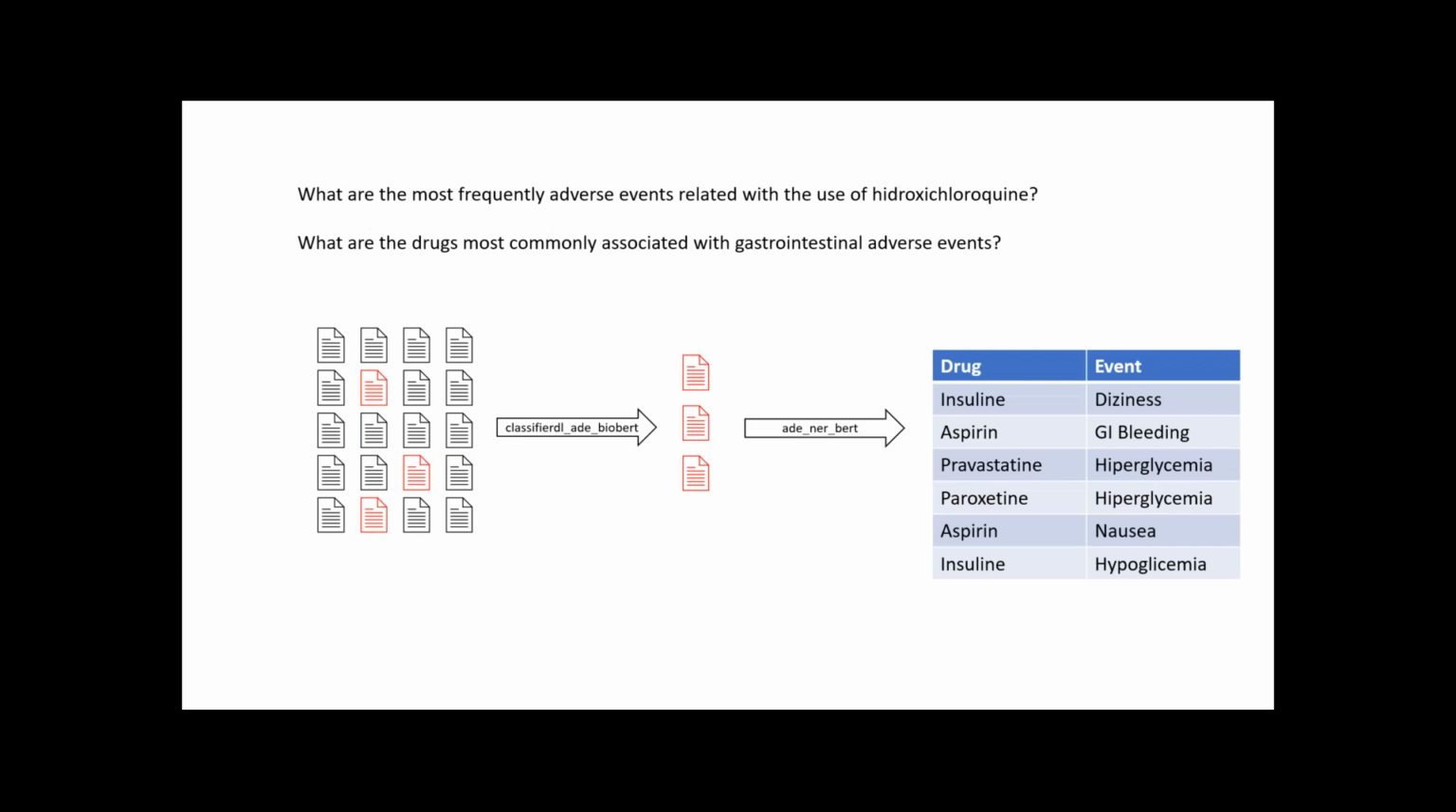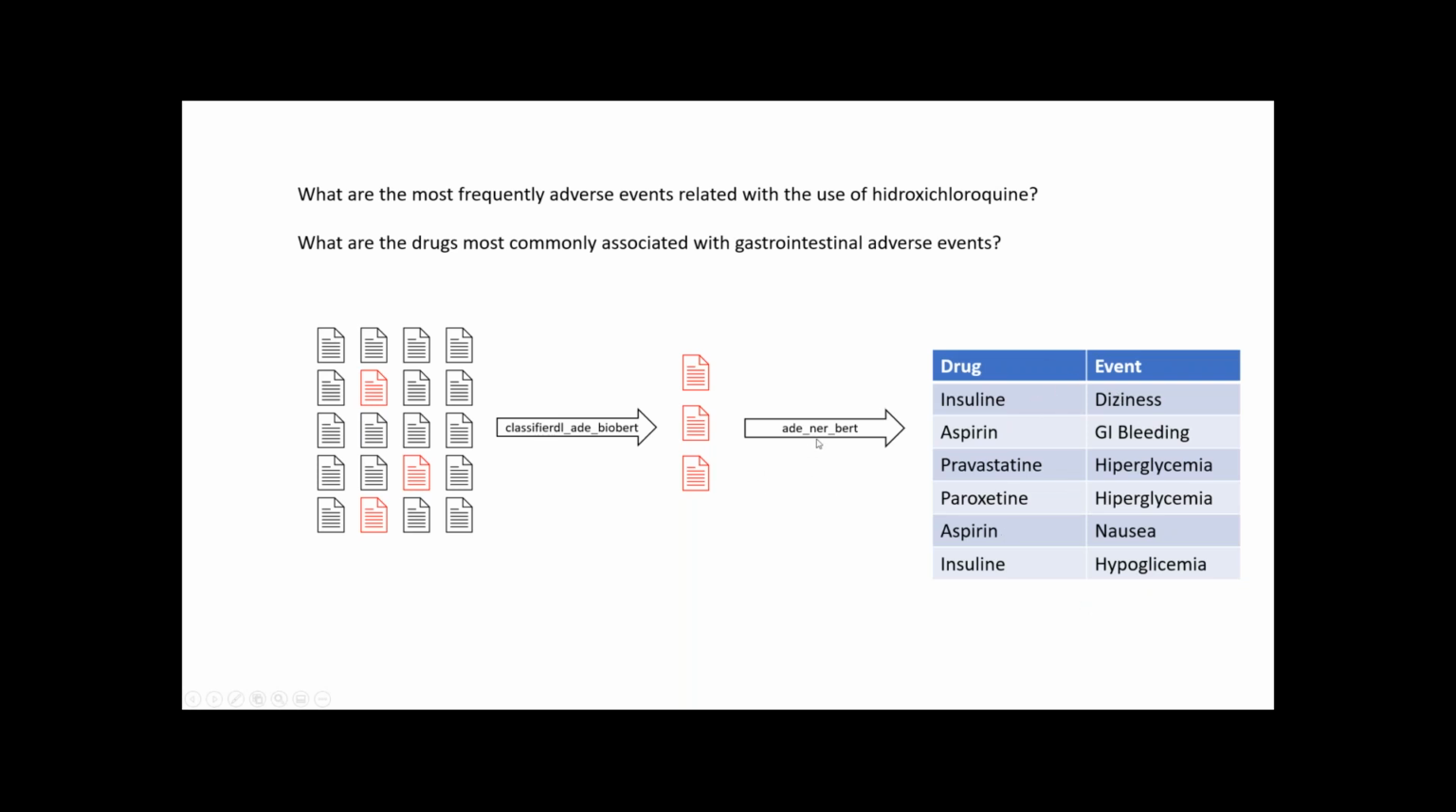But usually, when you are talking about pharmacovigilance, you will ask questions like these. What are the most frequent adverse events related with the use of hydroxychloroquine? Or what are the drugs more commonly associated with gastrointestinal adverse events? You will make this kind of query. So it is not enough just to classify, okay, you have a lot of documents and I want to identify those that are talking about adverse drug events. You will want to get this kind of database, this column where you have the drug and you have the event related with that drug.